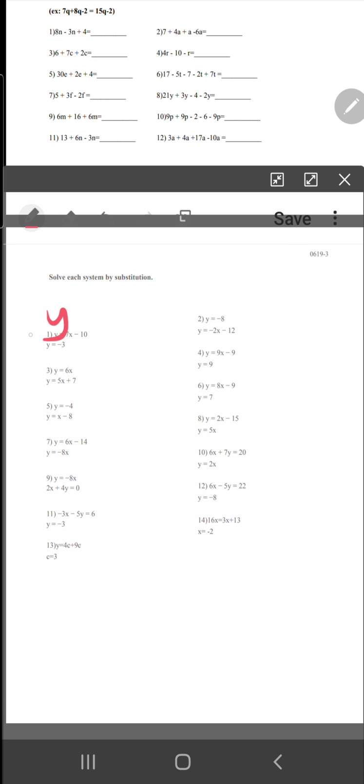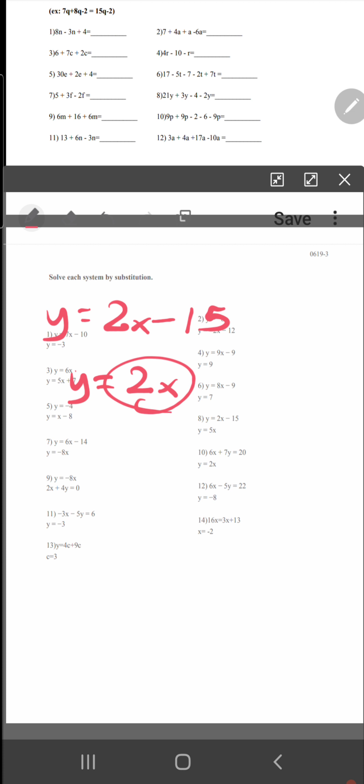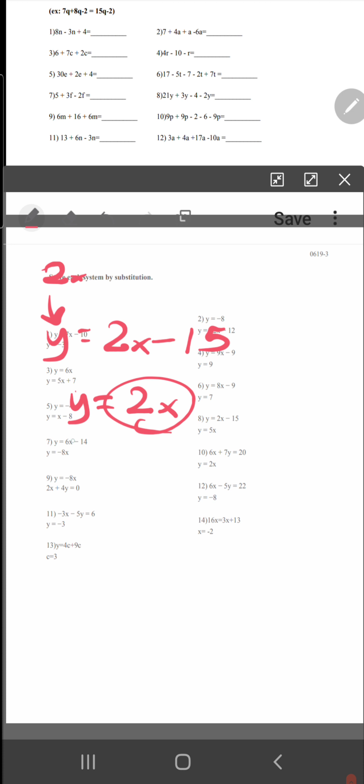So y is equal to 2x minus 15, and then y is equal to 5x. So if y is equal to 5x, that means this y over here is 5x. So that means 5x is equal to 2x minus 15.